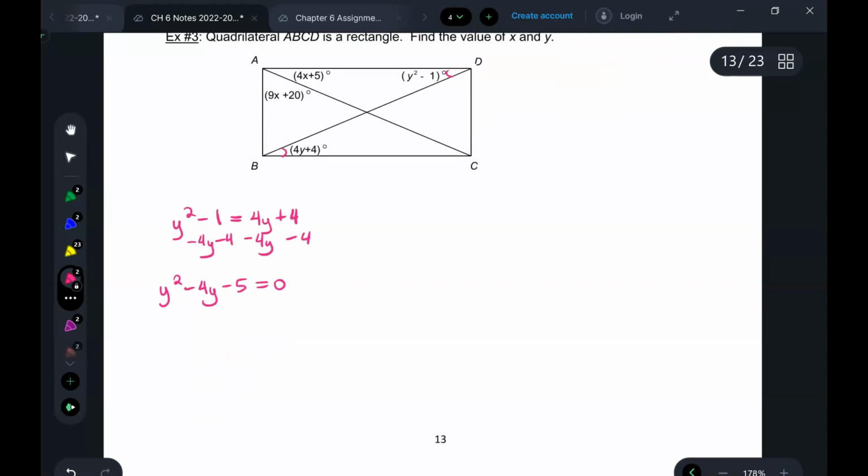Okay, so when we have a quadratic, we want to either do factoring or the quadratic formula. This one does factor. This one is pretty easy to factor because there's only 2 things that multiply together to give us 5. So that would just be 1 and 5.